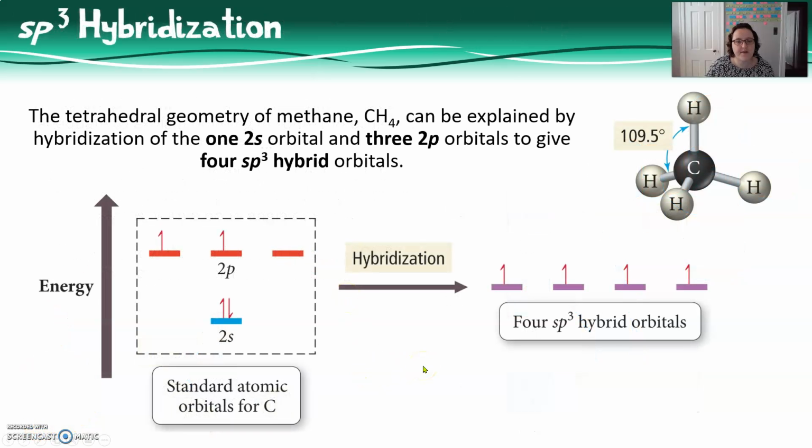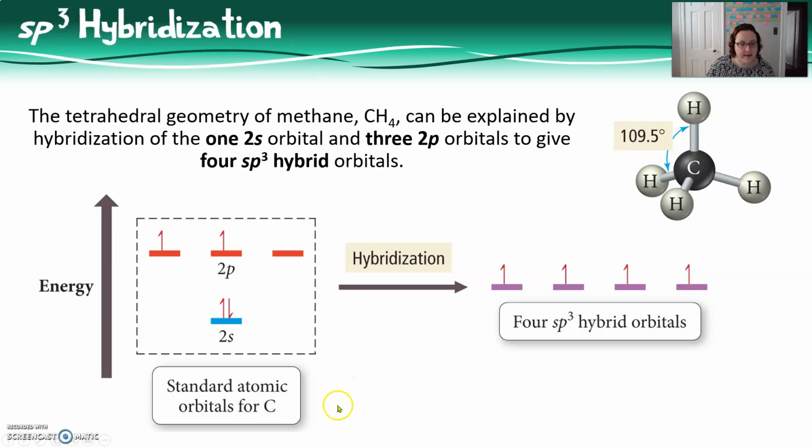Hybridization is this approach in valence bond theory of combining atomic orbitals on individual atoms to form hybrid orbitals. For methane, CH4, and all other tetrahedral carbons, the atomic orbitals on carbon undergo sp3 hybridization, where the 2s orbital and the 3 2p orbitals combine together to yield 4 sp3 hybrid orbitals. Note that 4 atomic orbitals are combined, therefore 4 hybrid orbitals are formed.